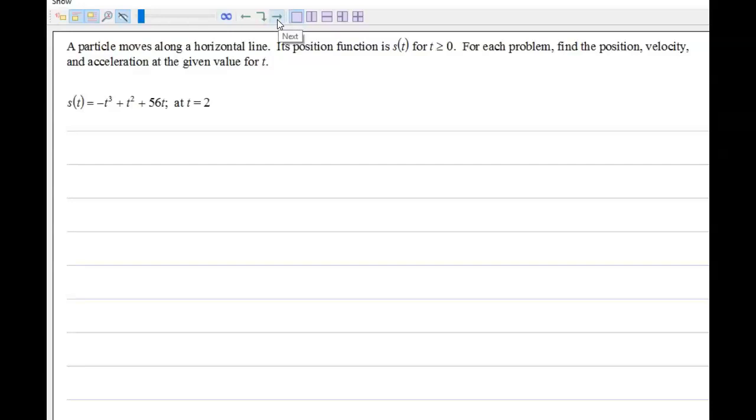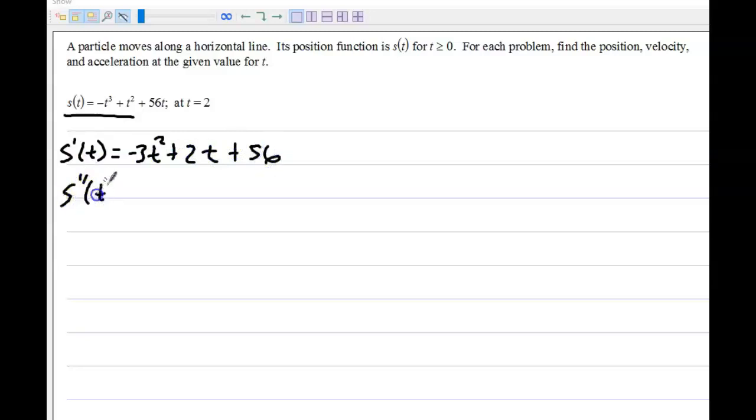A particle moves along a horizontal line. Its position function is s of t for all t greater than or equal to 0. For each problem, find the position, velocity, and acceleration at the given value of t. So this is my position function. My velocity function would be negative 3t squared plus 2t plus 56. And my acceleration function would be negative 6t plus 2. And we're going to find out what each one of these things is at 2. So s of 2, plugging that in, we get 2, not negative 2.